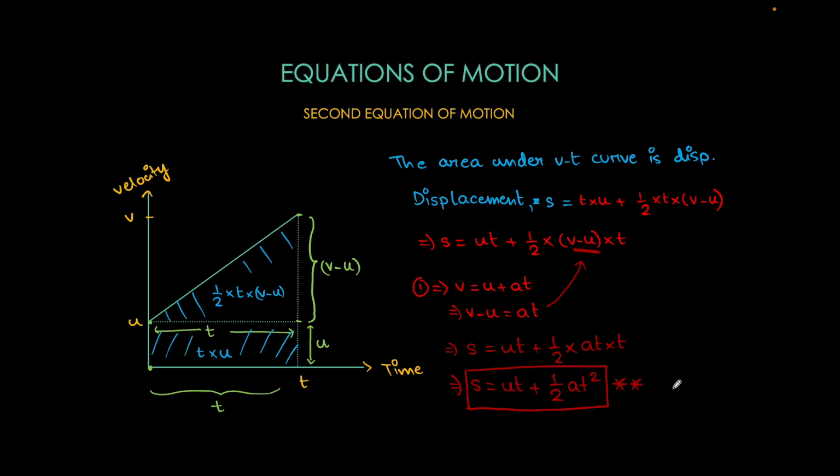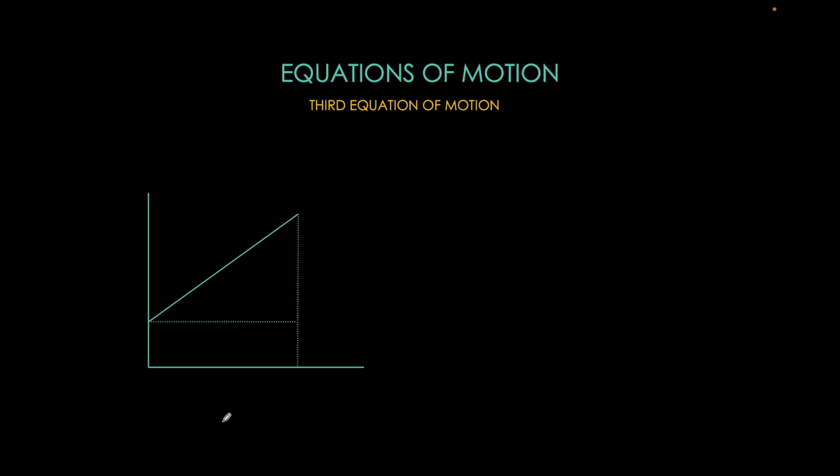So let us now move to the third equation of motion. For the third equation of motion, we have the same velocity time graph. This is again U, this is again V, and this is T. Now, again in this case also, what we'll try to find is the area under the curve, which is basically displacement, right? Displacement is the area under the curve.